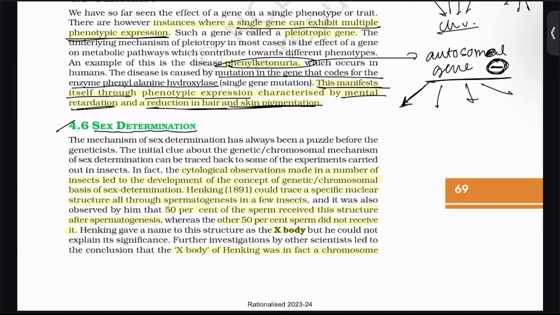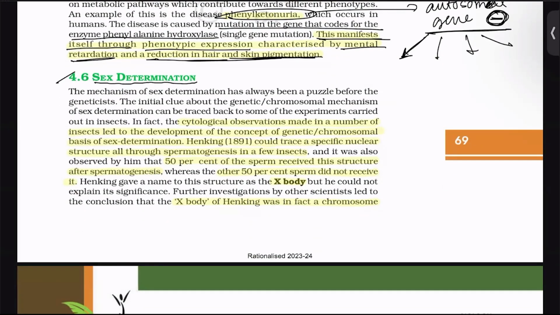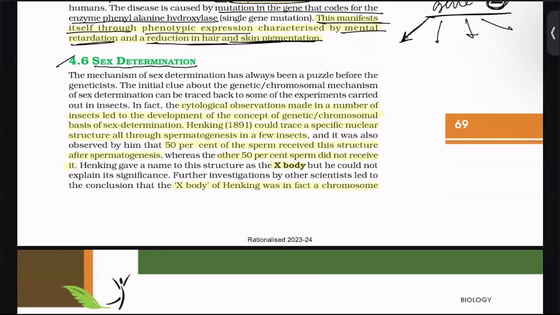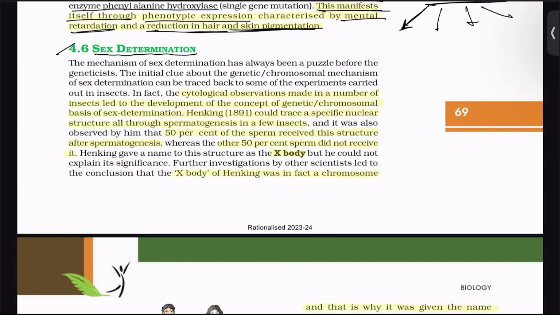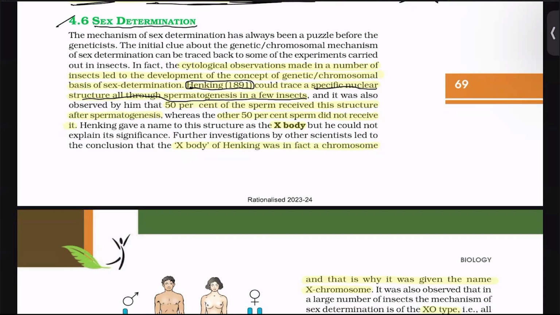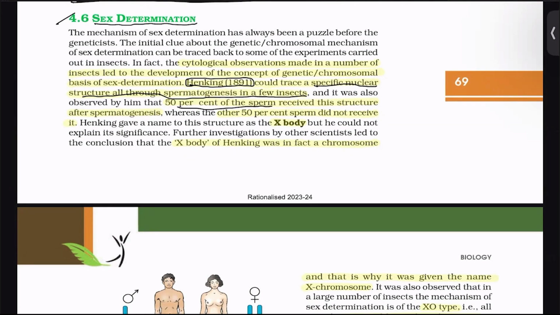So, what is sex determination? The mechanism of sex determination has always been a puzzle for genetics. Like how the sex is determined, we were not able to say it. So, there was a person named Henking in 1891. He traced specific nuclear structures all through the spermatogenesis in a few insects. And it was also observed that 50% of the sperms received that structure and 50% did not. So he named the structure X body.